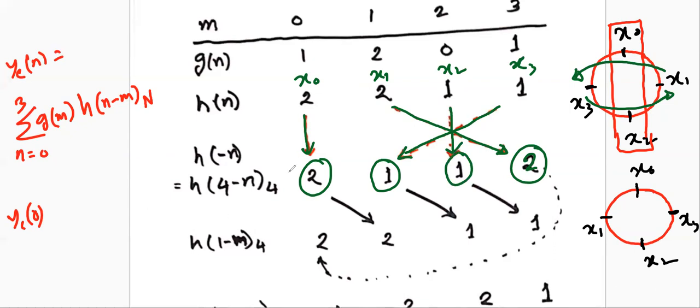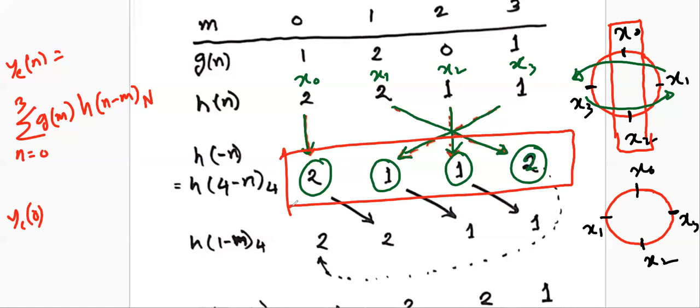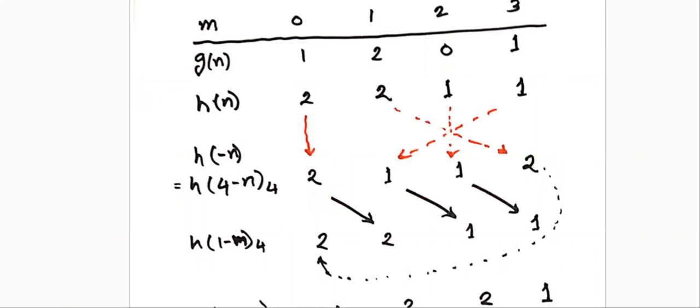And this is the result of what? This is the result of H minus M. That is the result of this. This is the folding operation in the circular shifting. Okay, so I believe the idea is clear.